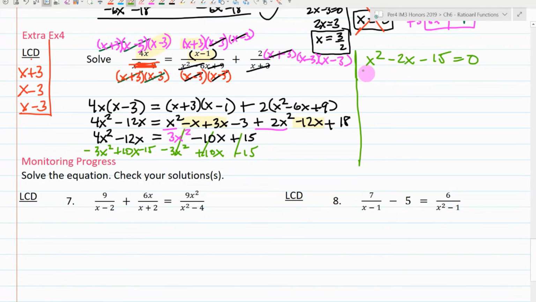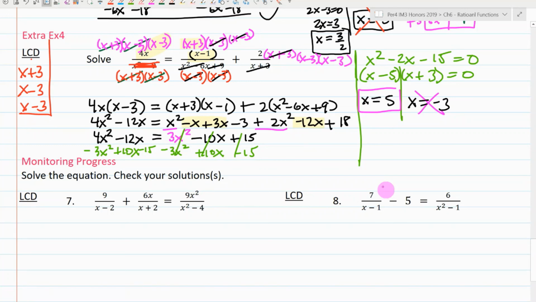All right, so this should be easy to factor. X minus 5, x plus 3. So my two answers are x equals 5 and x equals negative 3. Again, over here, you can't have a negative 3 because it makes this part 0. You can have a positive 3, but you definitely cannot have a negative 3. So your only answer here is 5.